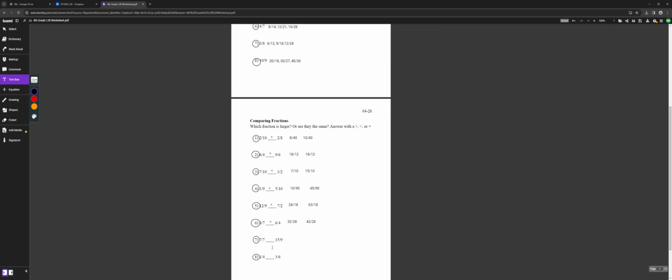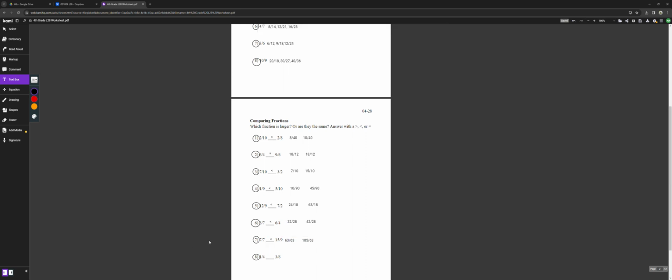For number 7, we have 7 over 7 and 15 over 9, and they have a common denominator of 63. So we multiply 7 over 7 by 9 each, so we get 63 over 63. And then we have 15 over 9, multiply each by 7. So then you would get 105 over 63. So 15 over 9 is bigger.